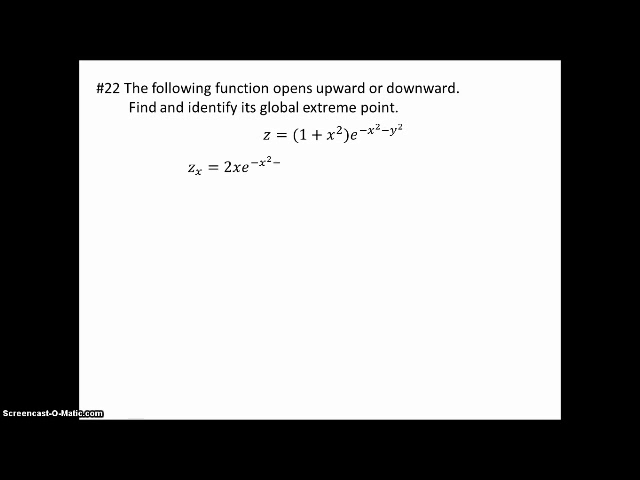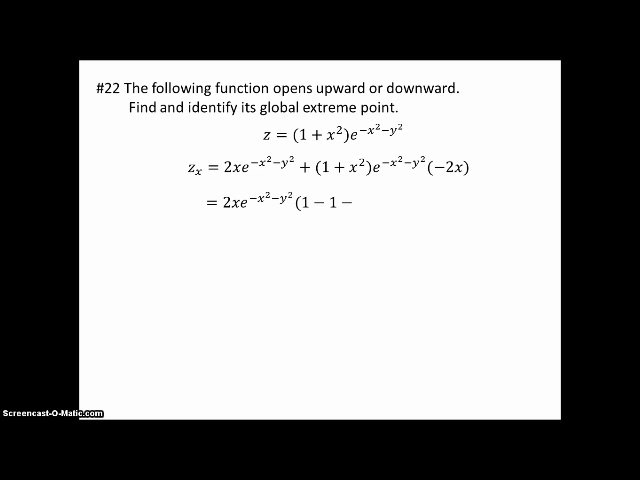22. The following function opens upward or downward. Find and identify its global extreme point. And here's the function. So again, we start with our partial derivatives with respect to x. And this one we are using the product rule, so it's the derivative of 1 plus x squared, which is 2x, times the exponential term, and then plus the 1 plus x squared times the derivative of the exponential term, which is the exponential term, times the derivative of the exponent with respect to x, which is negative 2x.